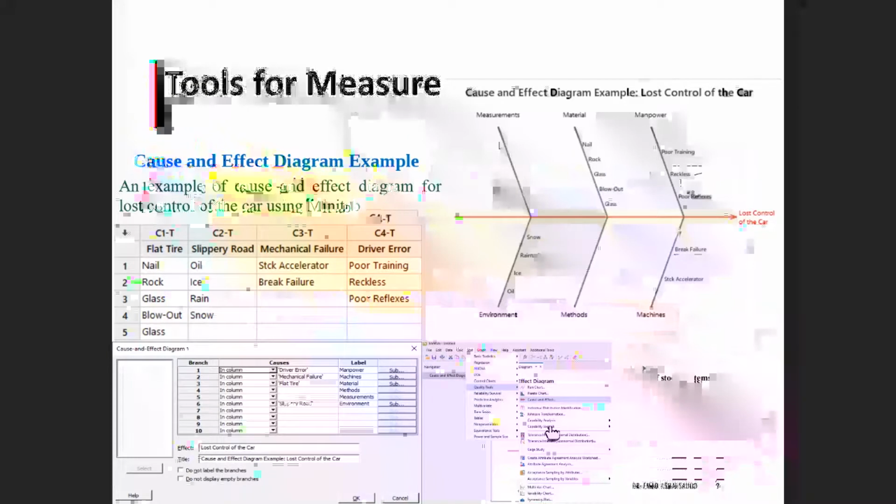Before we go and explain the example in detail, you can see here the methods and measurements are empty. And this is okay, depending on the project. Now, this example is talking about the loss of control of the car and what the causes are for the loss of control of a car. And the data collected in this example shows that these are the causes here: a flat tire, a slippery road, machine failure, driver error.